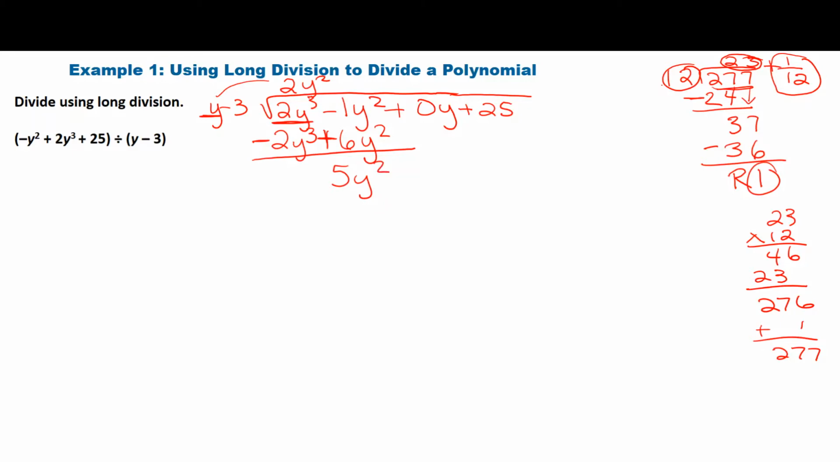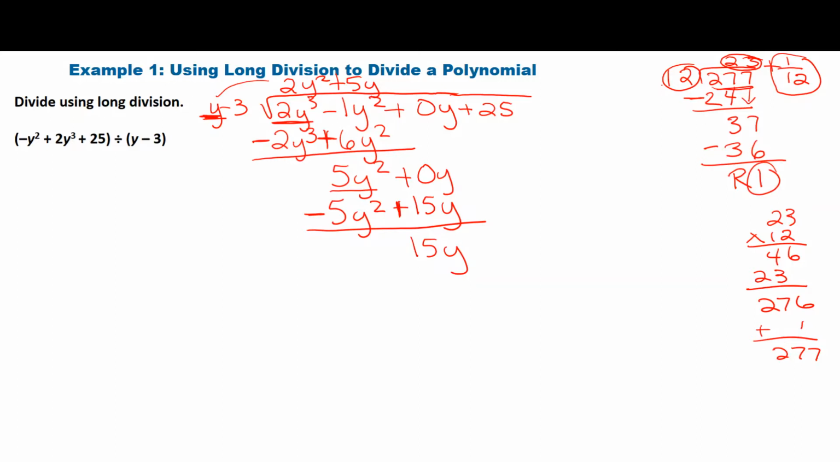All right, so now we're going to bring down our 0y, just like we did before. And we look: what number can I multiply y by to get to 5y squared? Well, that would be 5y. So 5y times y is 5y squared. And 5y times negative 3 is negative 15y. Now we subtract. That means we change the signs on both pieces. And that leaves me with 5y squared minus 5y squared is 0, and this leaves me with 15y.